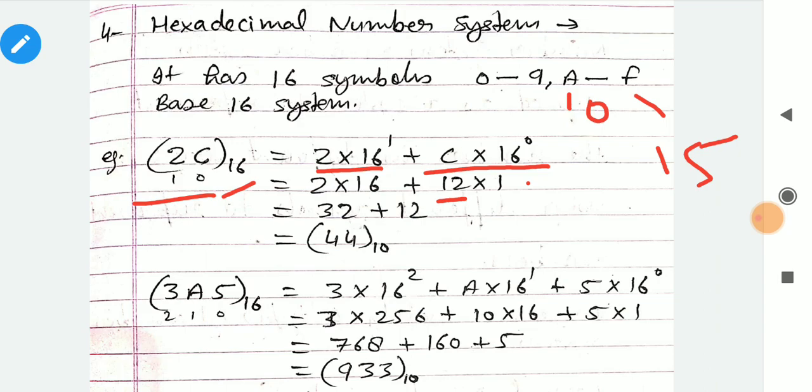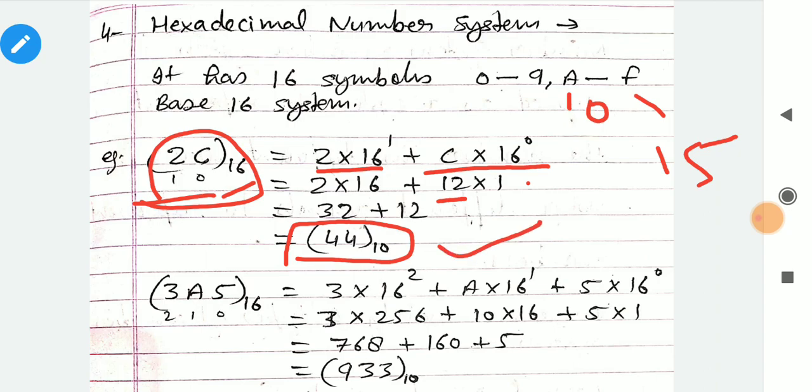So 2 into 16 is 32, and 12 into 1 is 12. After adding, you get the decimal number, and it is 44. Means we have converted one hexadecimal number into a decimal number. The hexadecimal number is 2C, and after converting it, the equivalent decimal number of 2C is 44.